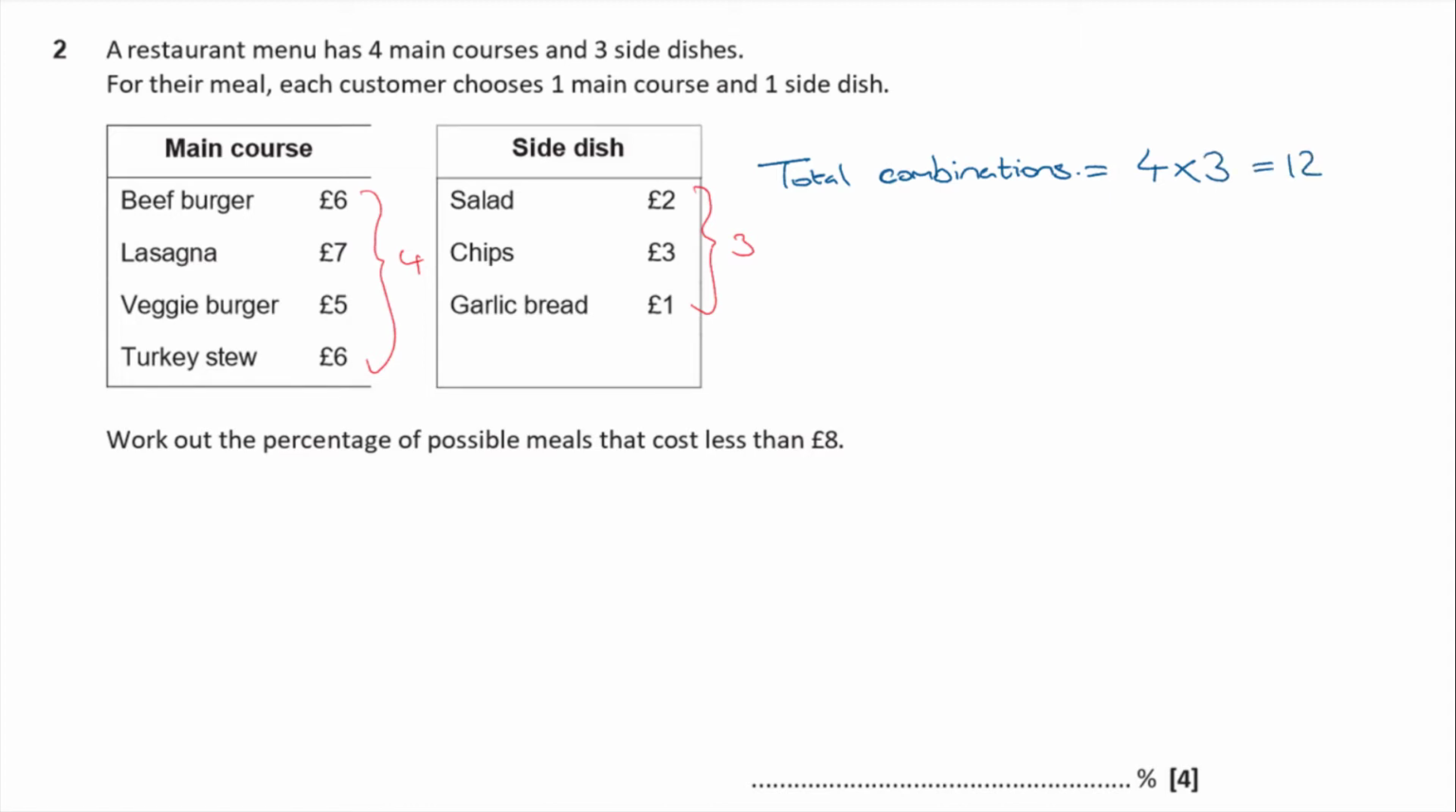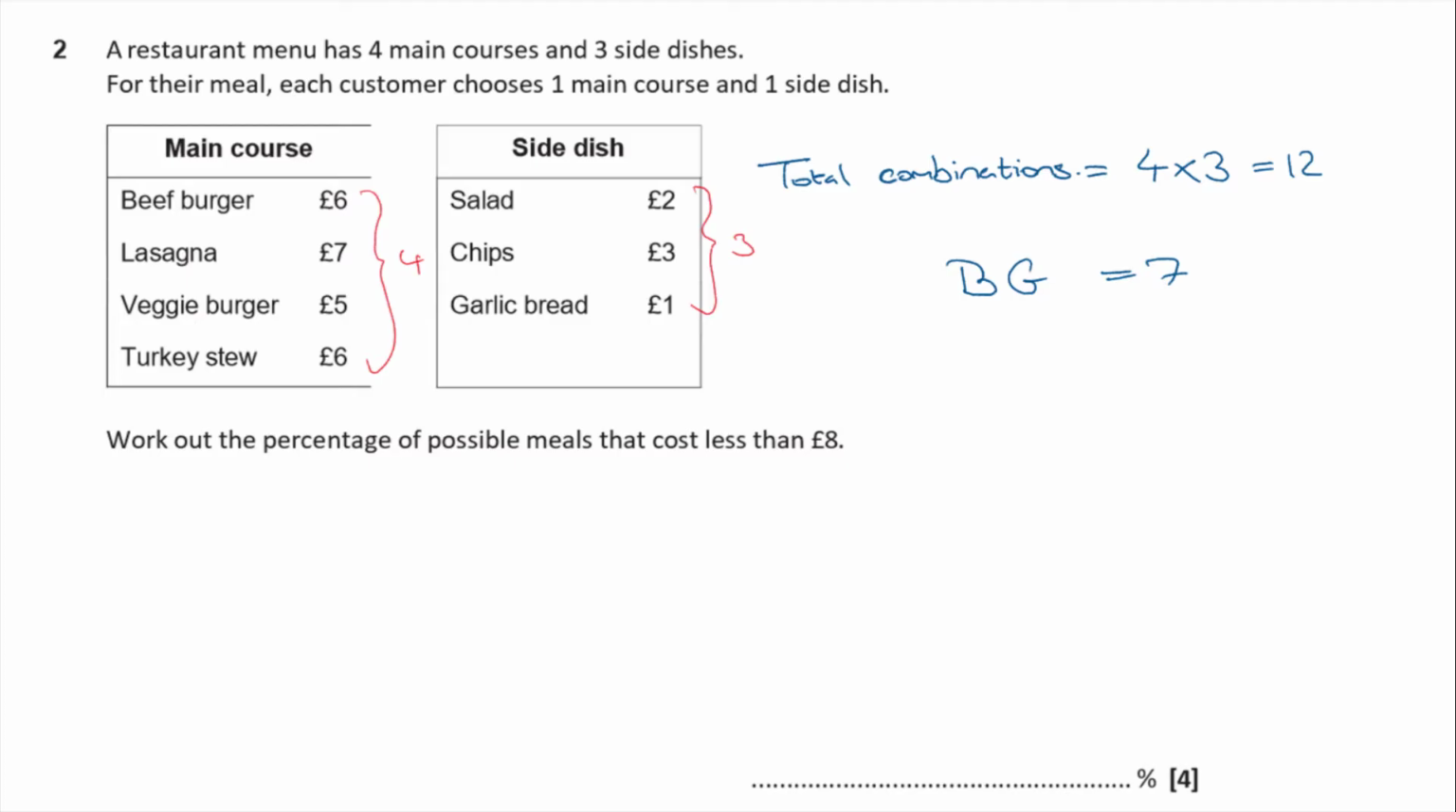Right, now what about combinations that cost less than £8? Okay, so let's just go through these carefully. I could have a beef burger, that costs £6. So if I have £6 and I want it to cost less than £8, then I could have the garlic bread, and then that would be £7 in altogether, wouldn't it? So that would be okay.